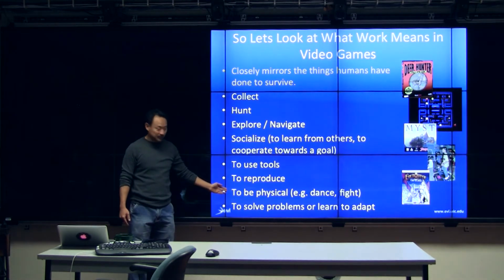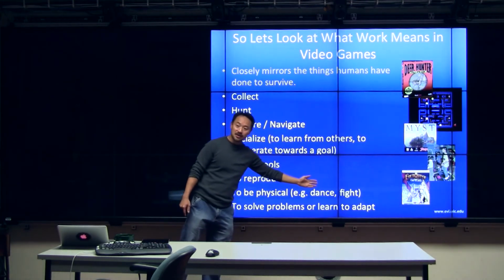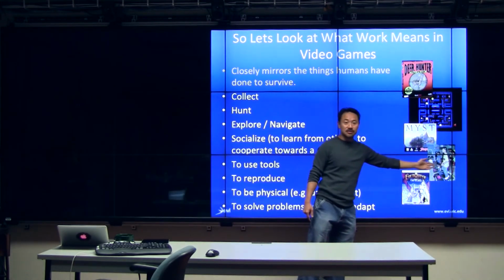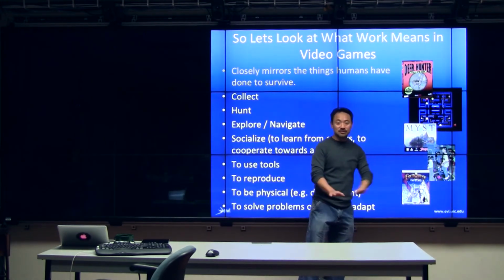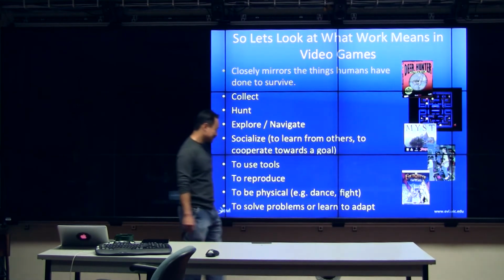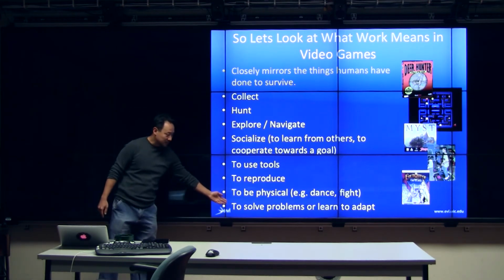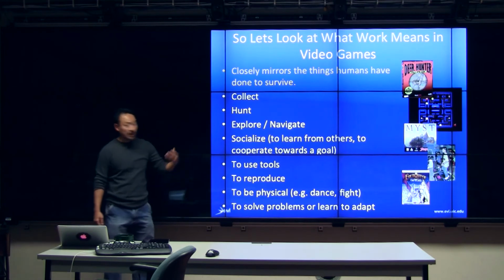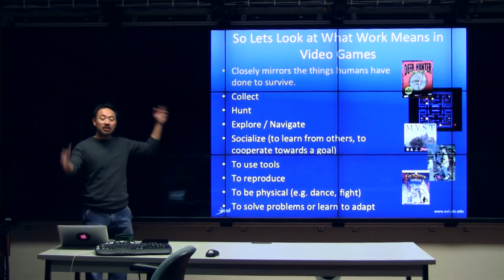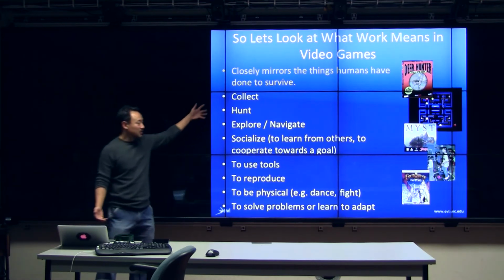To be physical, right? People like to dance. People like to fight, right? One of the most successful games ever produced is Dance Dance Revolution. Basically, you're stepping on these dance pads, and you're dancing somehow. Right? You also like to solve problems, to learn to adapt. So games like Tetris is about problem solving, right? So all these things you've designed over time as part of the evolutionary process to do.